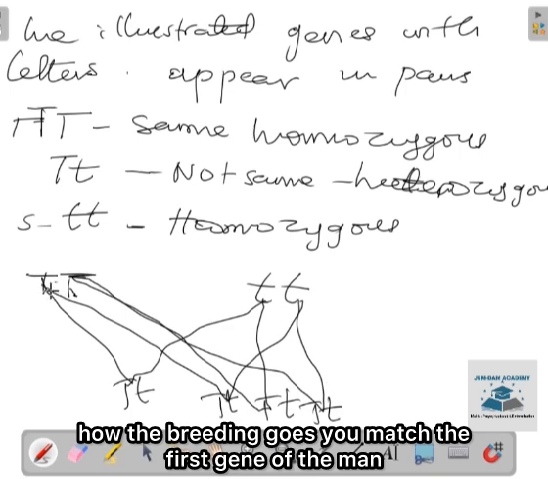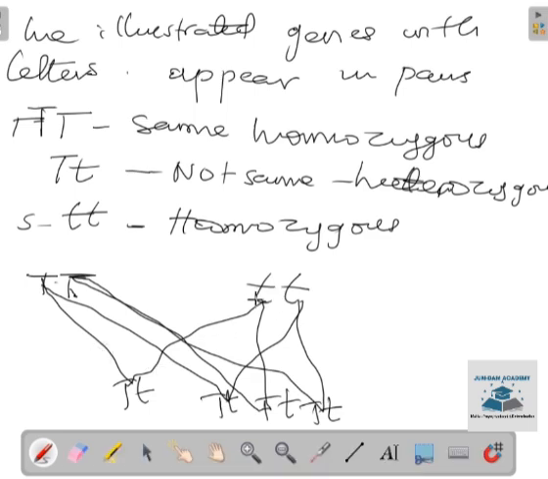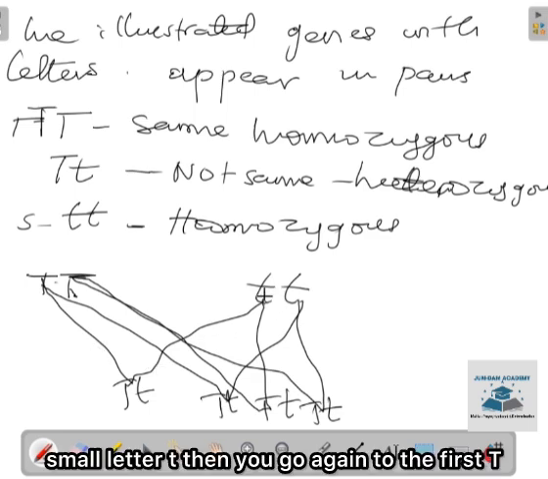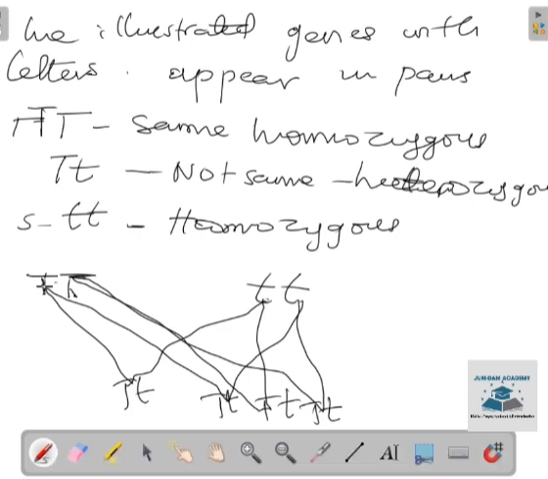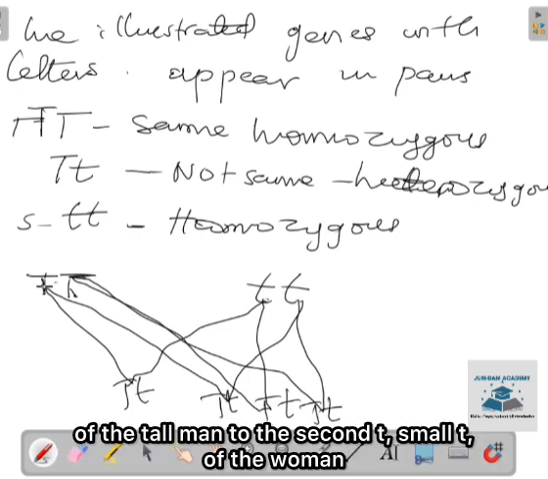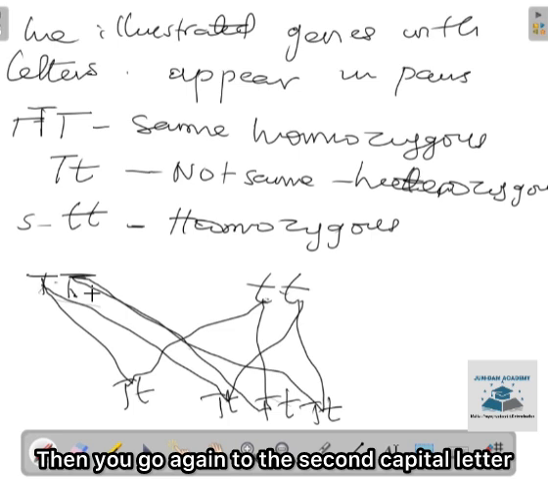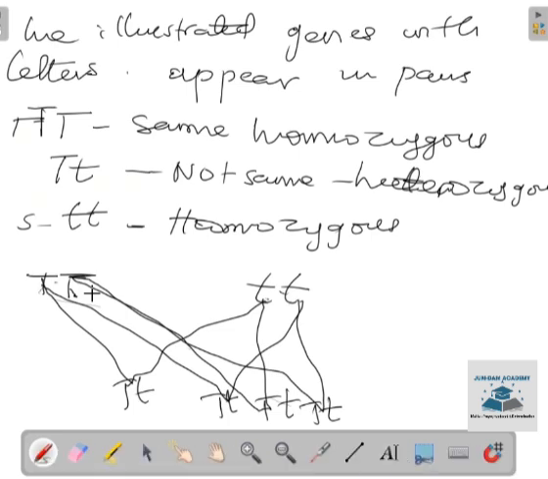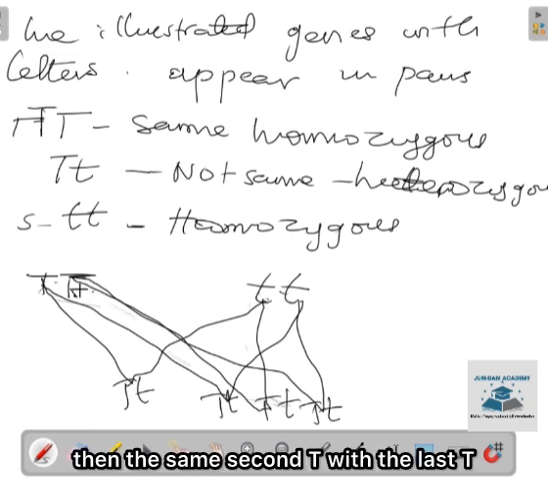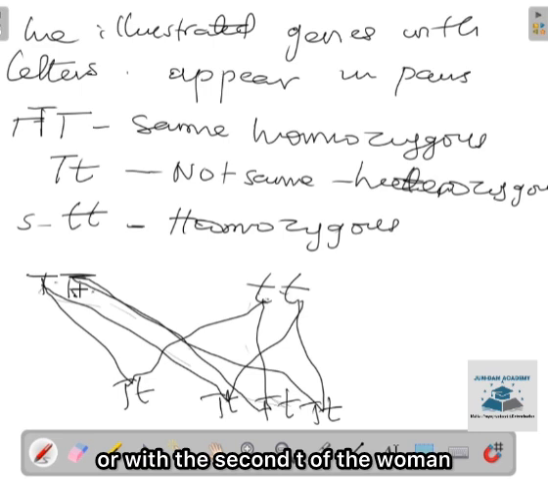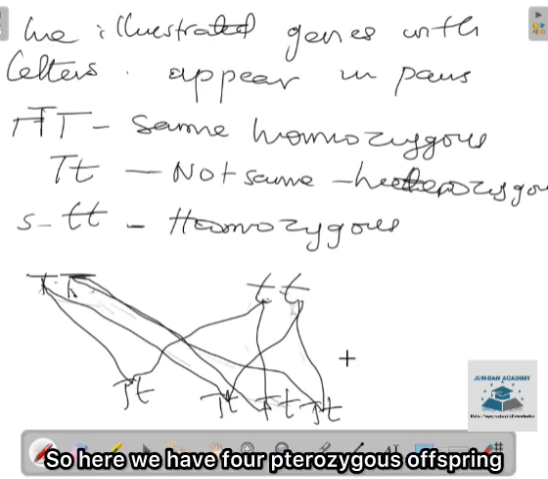You match the first gene of the man, that is the capital letter T, with the first small letter t of the woman. Then you go again to the first T of the tall man, to the second small t of the woman. Then you go to the second capital letter T of the man to the first small t, then the same second T with the second t of the woman. That's how you have heterozygous offspring. So here we have 4 heterozygous offspring.